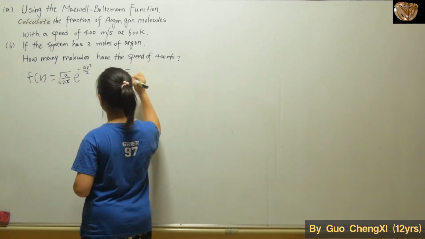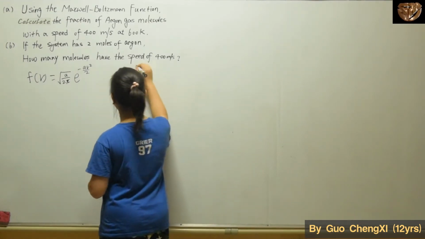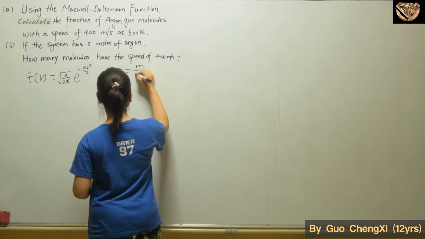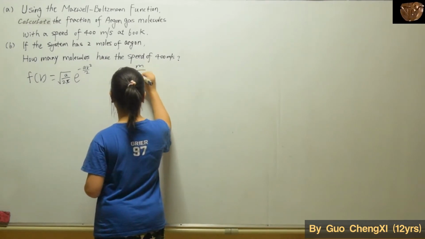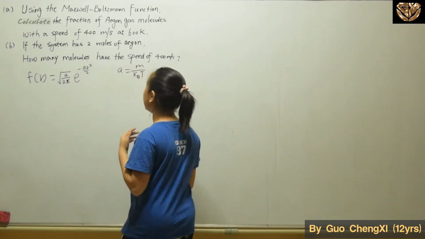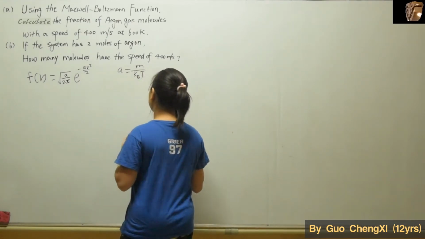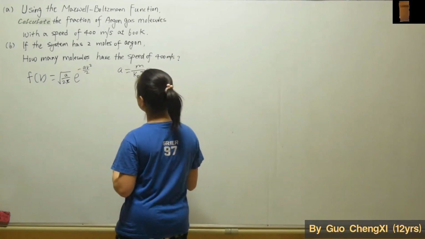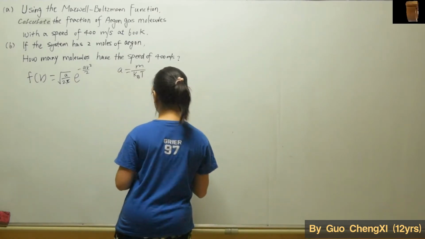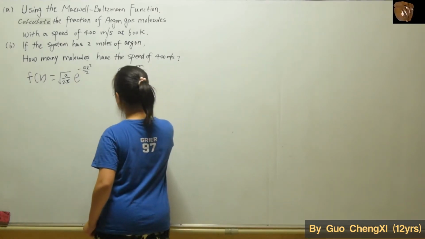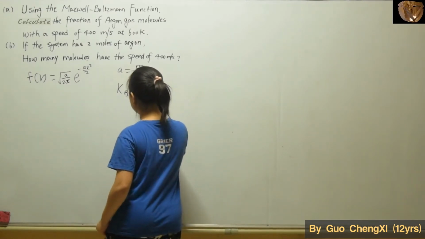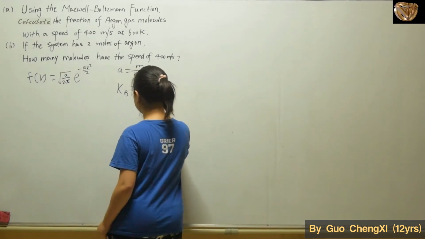What we know is that a is m over kbt. So what's m? M is each particle's mass, while Kb is the Boltzmann constant, while T is the temperature in Kelvin. So what is Kb? Although I've already told you what it represents, it is R over Na.